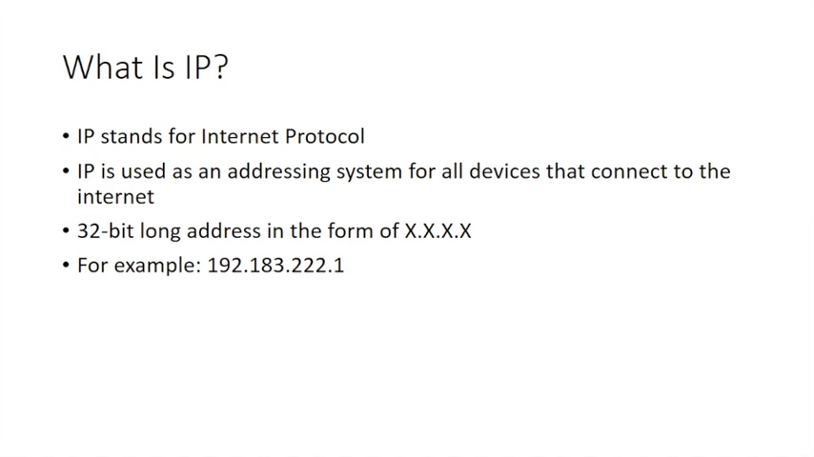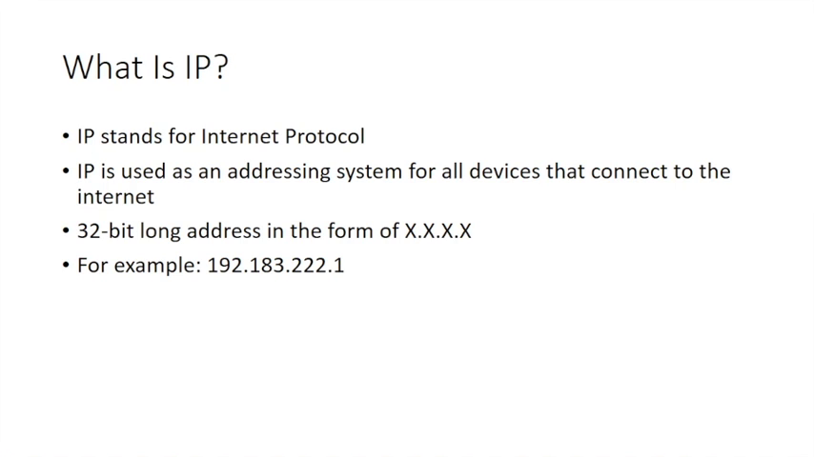What is IP? IP stands for Internet Protocol. IP is used as an addressing system for all devices that connect to the Internet. An IP address is a 32-bit long address in the form of 8 bits separated by 3 periods. An example IP address is 192.183.222.1.